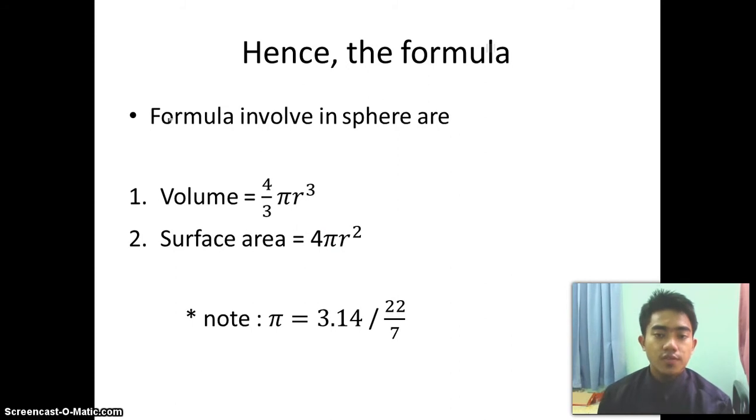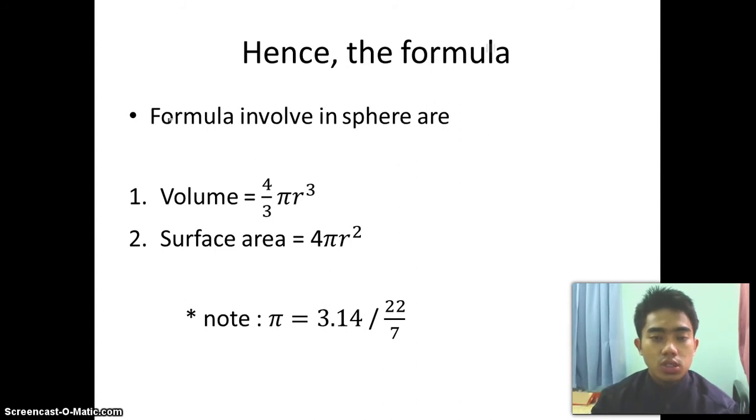Then these are the formulas of the sphere. Sphere has two formulas. First of all is the volume, and the second one is the surface area. The volume formula is 4/3 pi r cube, and the surface area has the formula of 4 pi r square.